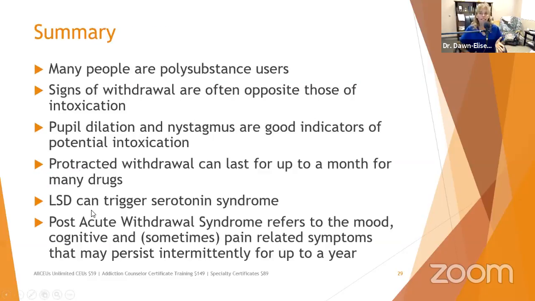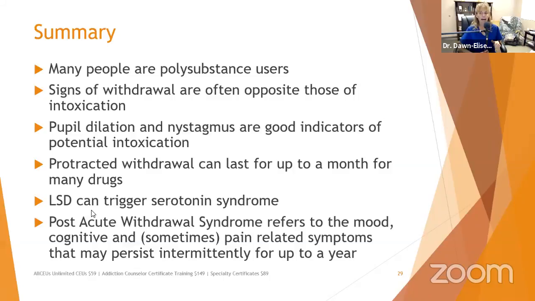So in summary, many people are polysubstance users, and that's important to remember. Signs of withdrawal are often opposite those of intoxication. So that's an easy kind of rule to remember. Pupil dilation and nystagmus, the bouncy eyes, are good indicators of potential intoxication from some type of substance. It can also indicate a head injury. So if somebody's been in a car accident, be aware of that.